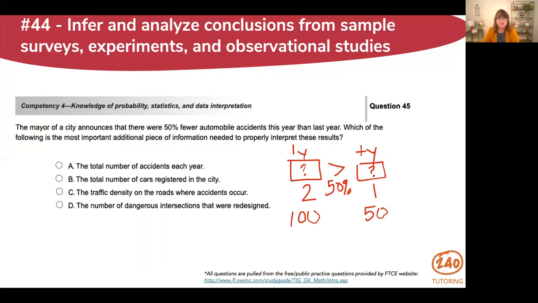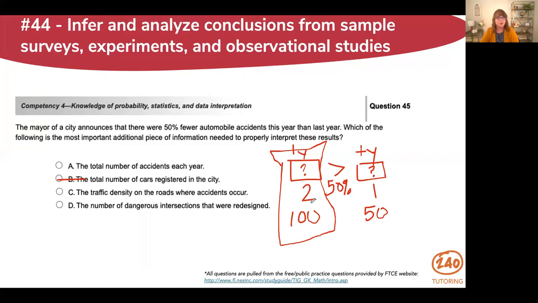So what we need to know is what would go right here. What is this missing data right here? If we look at our answer choices, it says the total number of accidents each year. All right, that would be helpful. That's what we're looking for. The total number of cars registered in the city. Does that help us with this at all? Nope, not even related.